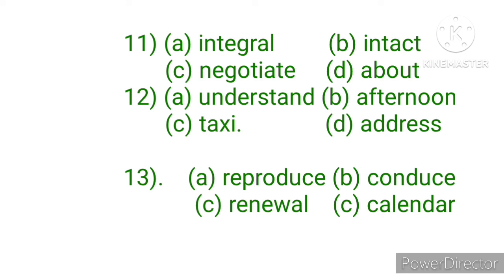Option D, calendar. Calendar is a name of something. You know what a calendar is. So the stress will go to the first syllable. So this is the correct answer. What I mean is that calendar is a noun, so the stress will go to the first syllable.